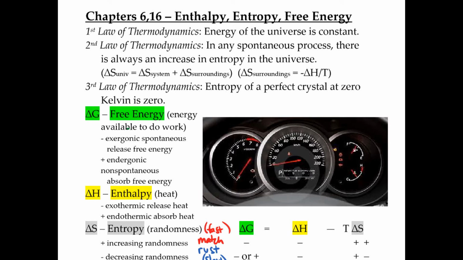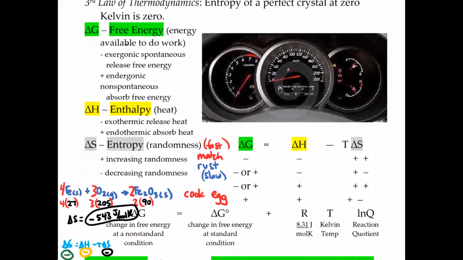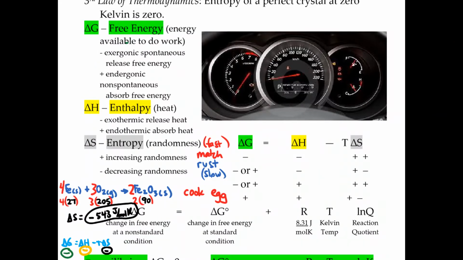So just like you have three dials on your dashboard in your car, you have three dials on your chemistry dashboard. One dial is your free energy, one dial is your change in enthalpy or heat, and one dial is your entropy. So let's understand each of those. Free energy is energy available to do work. It tells you if a reaction is spontaneous or non-spontaneous.